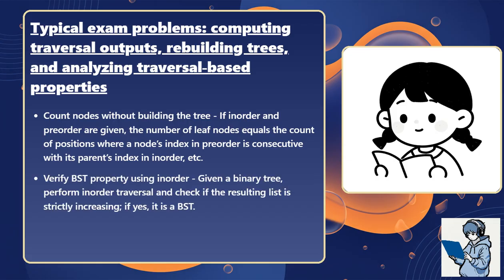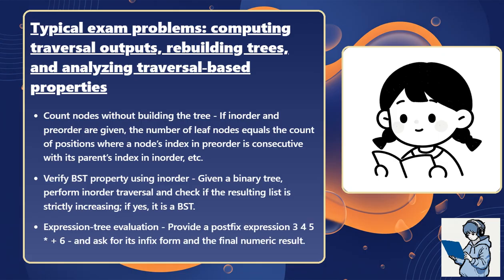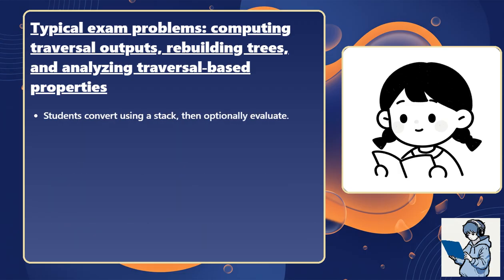Verify the BST property using inorder. Given a binary tree, perform inorder traversal and check if the resulting list is strictly increasing. If yes, it is a BST. Expression tree evaluation: provide a postfix expression 3 4 5 × + 6 − and ask for its infix form and the final numeric result. Students convert using a stack, then optionally evaluate.